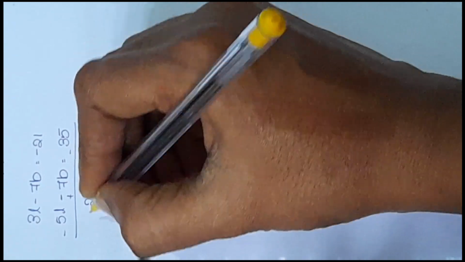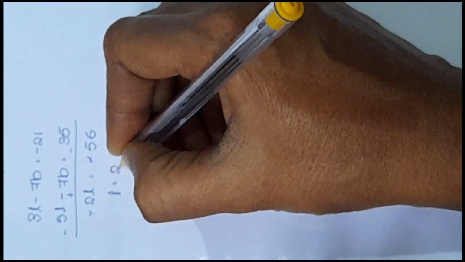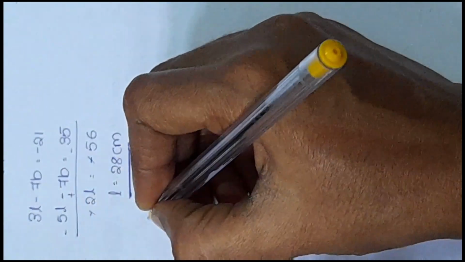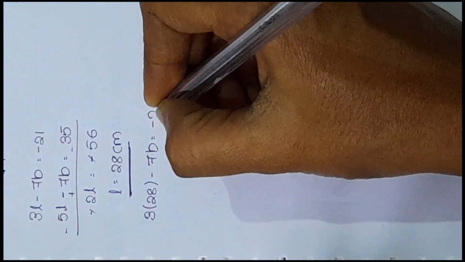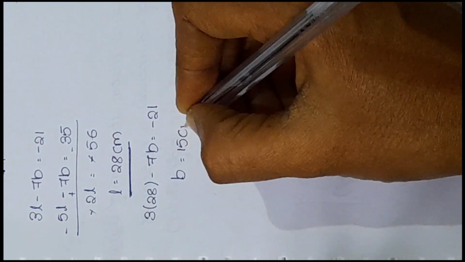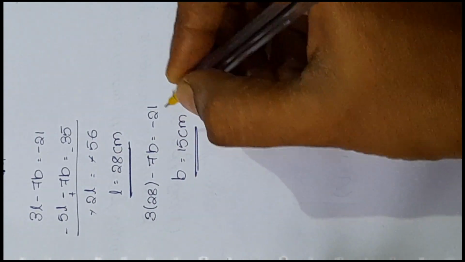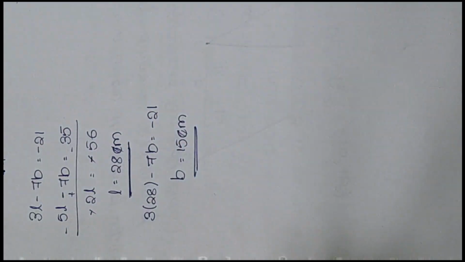Now solving this, this becomes plus and this is minus. We get 2L is equal to 56. Minus and minus get cancelled. L is equal to 28 centimeters. Now substitute the value of L in either of these equations. 3 into 28 minus 7B is equal to minus 21. From this we get B is equal to 15 centimeters. Sorry, the units are meters: breadth is 15 meters, length is 28 meters.